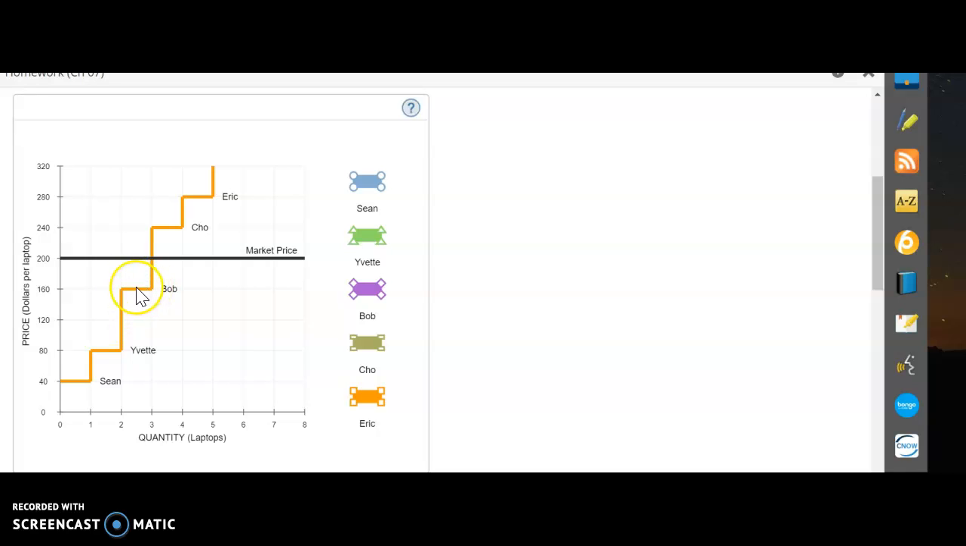Bob's reservation price, or the minimum he's willing to sell for, is 160. Market price is 200. So the difference between 200 and 160 is 40, which is Bob's producer surplus. So let's fill those in.